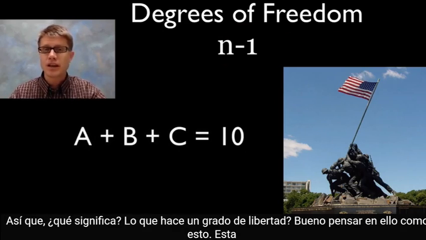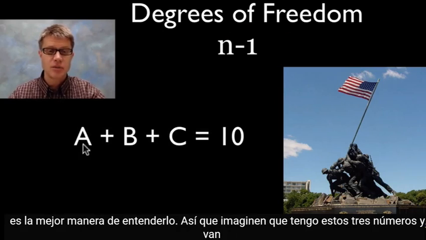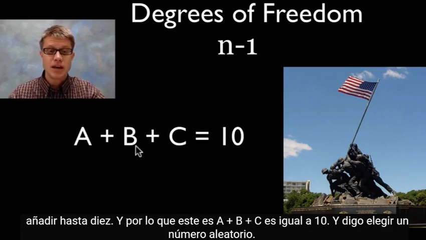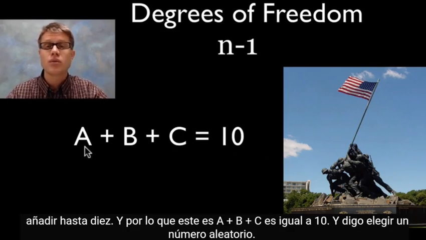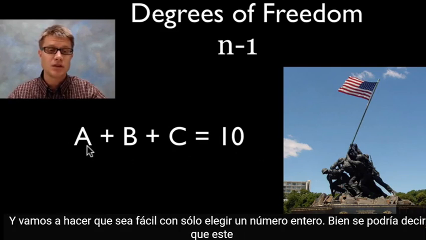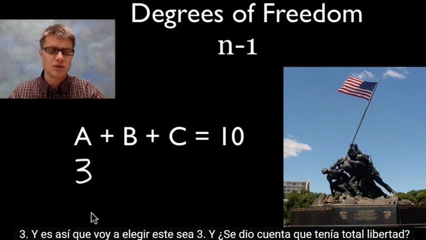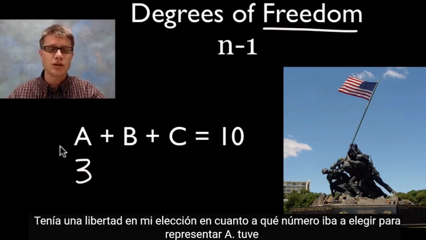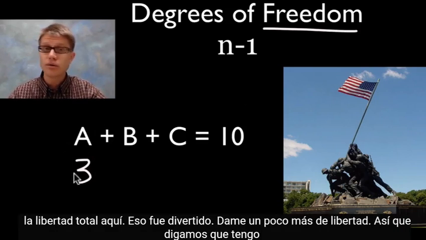Well, think of it like this. This is the best way to understand it. So imagine I have these 3 numbers, and they're going to add up to 10. And so this is A plus B plus C equals 10. And I say choose a random number. And let's make it easy by just choosing a whole number. Well, you might say that this is 3. So I'm going to choose this to be 3. And you notice that I had total freedom? I had a freedom in my choice as to what number I was going to choose to represent A. I had total freedom here.